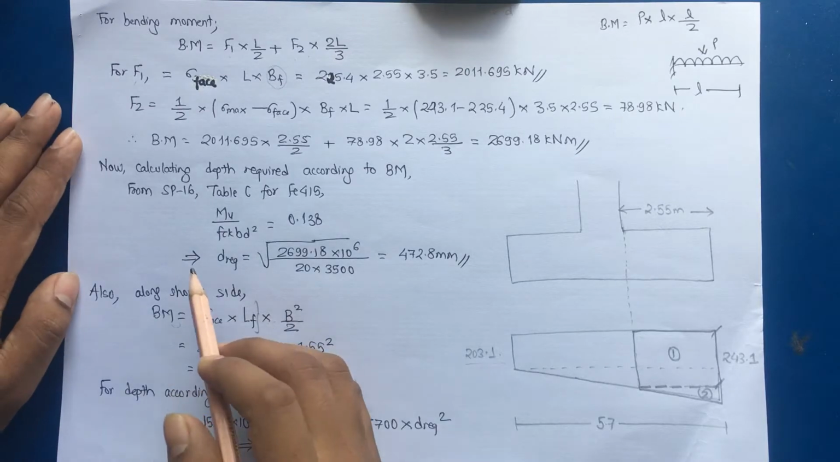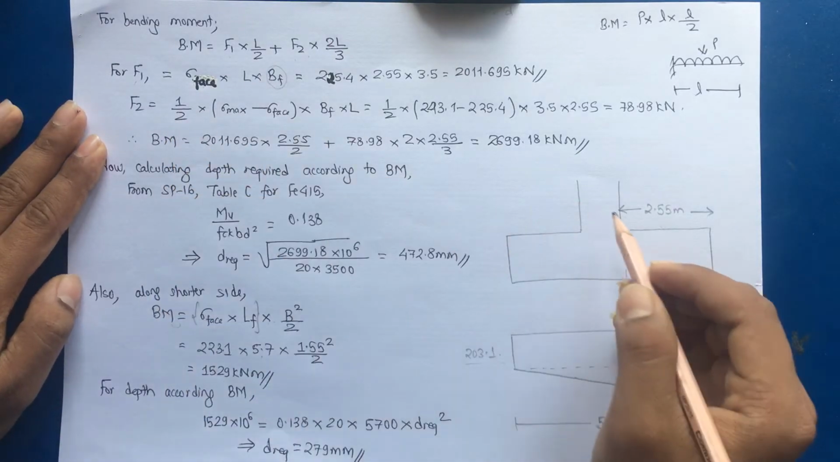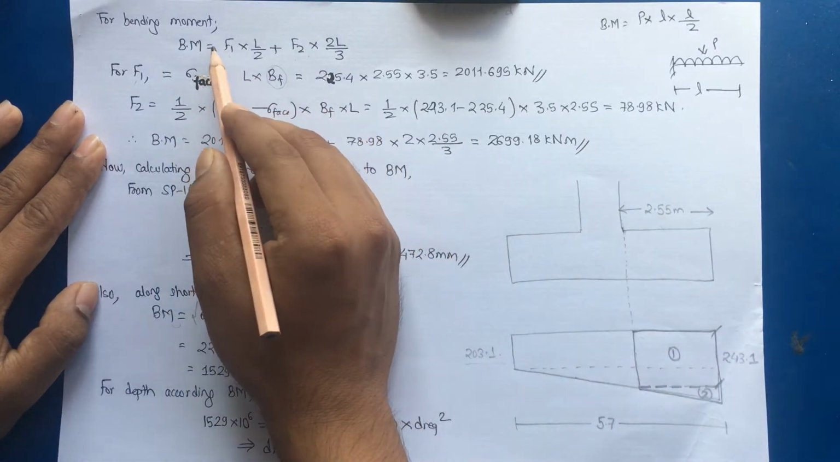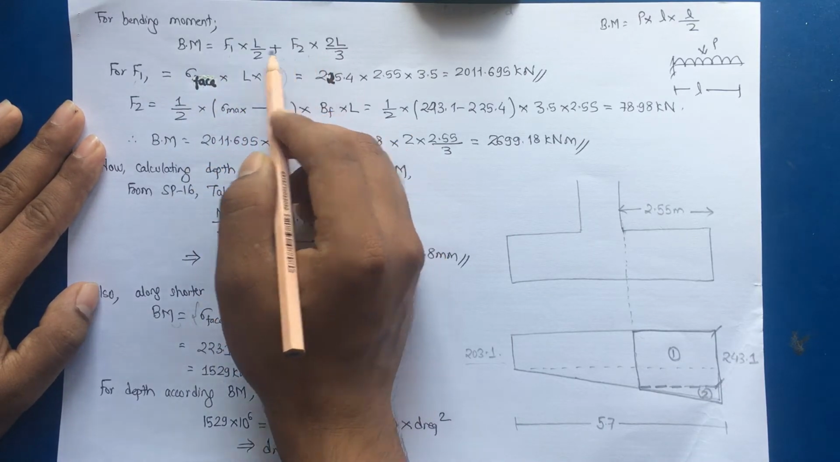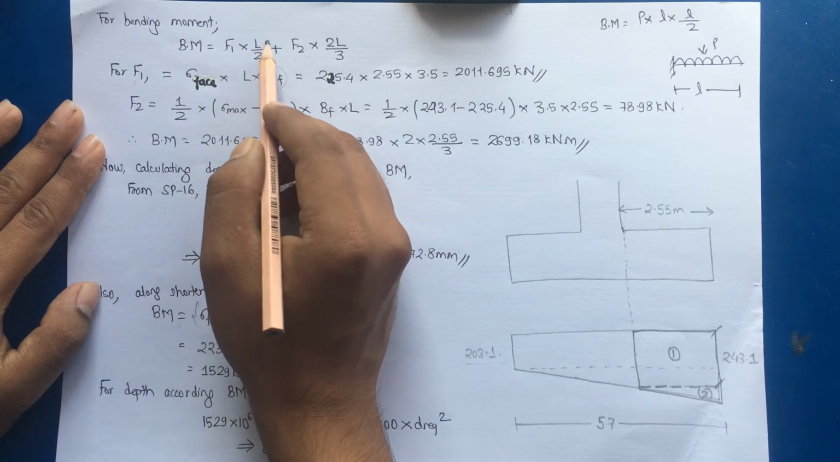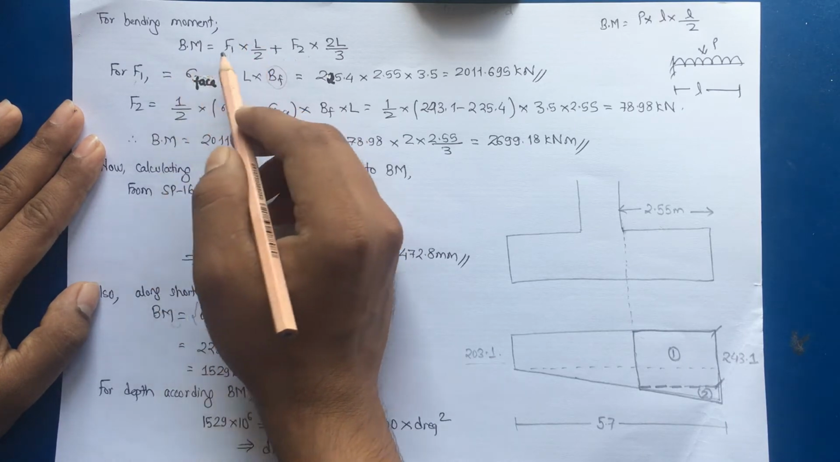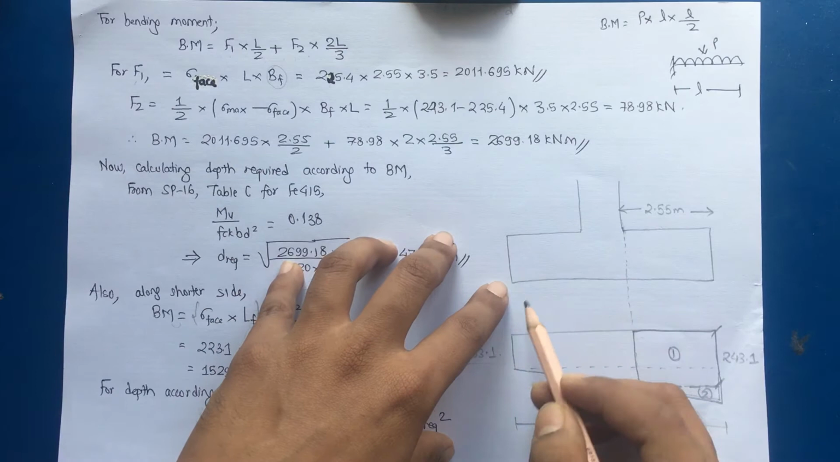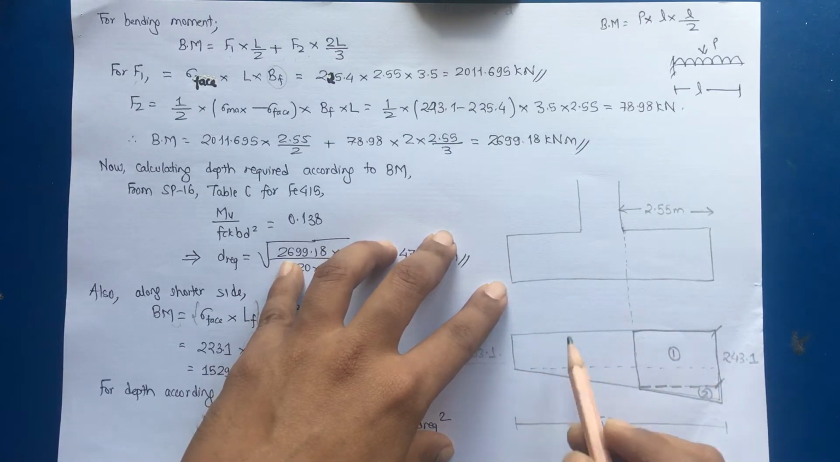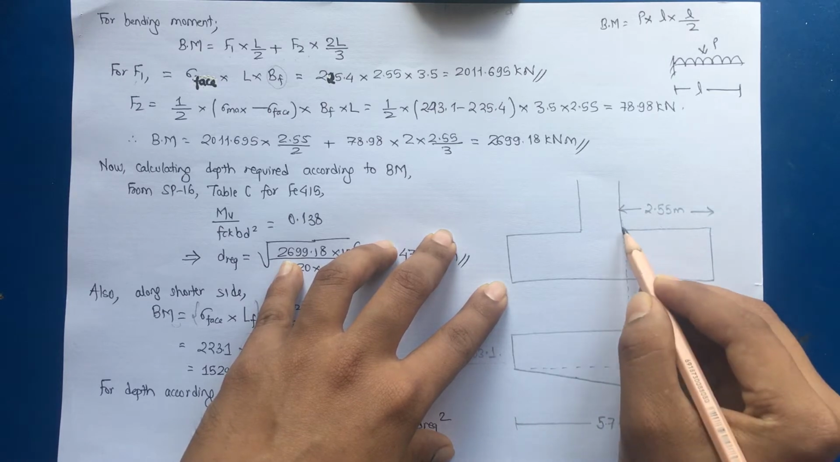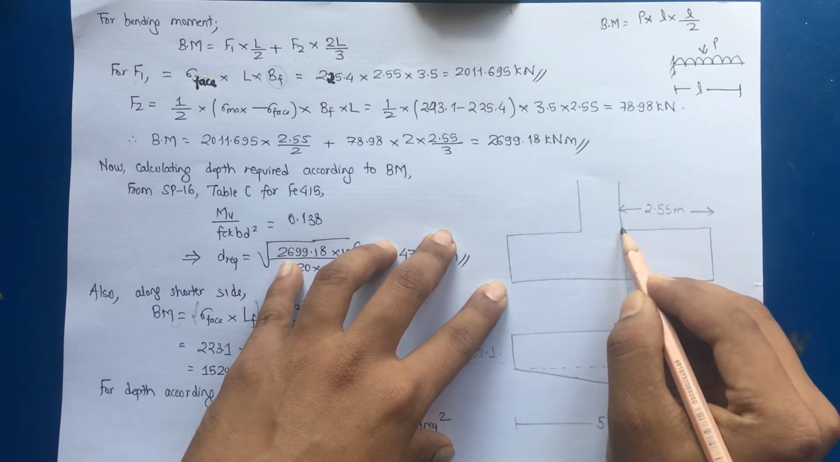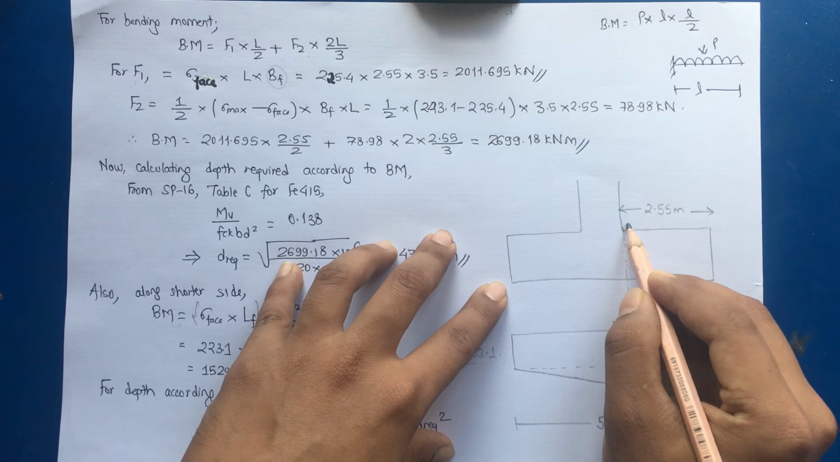So for calculating the bending moment for the longer side, we have bending moment equal to F1 into L by 2 plus F2 into 2L by 3. Basically this is force into perpendicular distance, and we are considering this as a trapezoidal shape because of the non-uniform distribution of the swell pressure, and we have to find the bending moment considering the face of column and the loading.